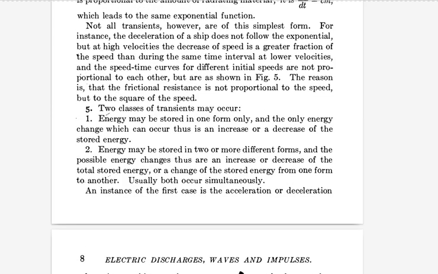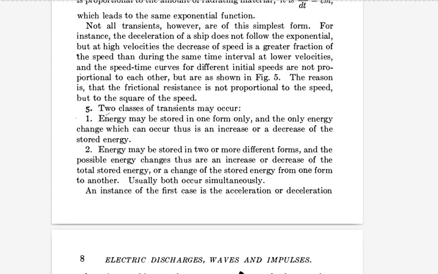Not all transients, however, are of this simplest form. For instance, the deceleration of a ship does not follow the exponential. But at high velocities the decrease of speed is a greater fraction of the speed than during the same time interval at lower velocities. And the speed-time curves for different initial speeds are not proportional to each other, but are as shown in Figure 5. The reason is that the frictional resistance is not proportional to the speed, but to the square of the speed.